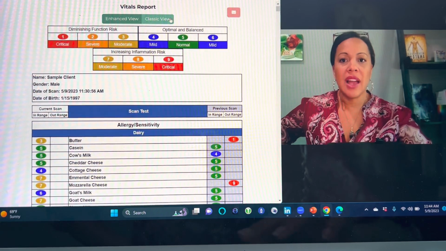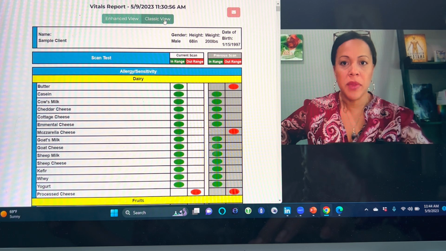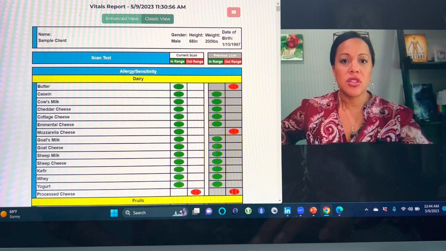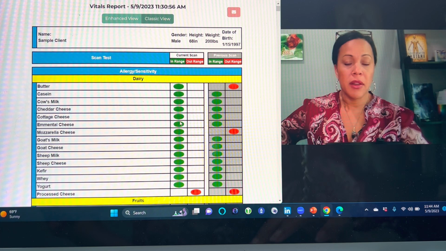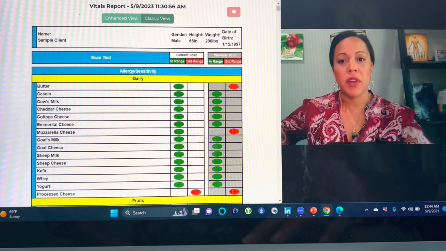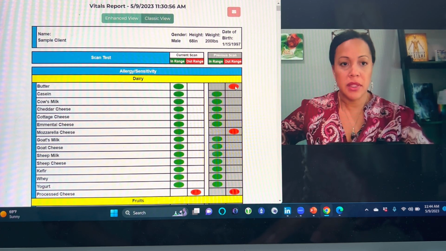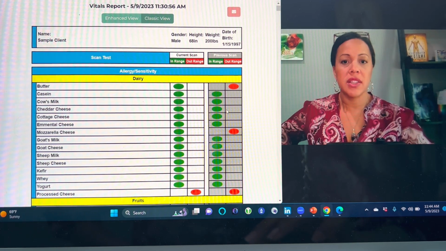And then the classic view, which is the one I'll go into even more detail, this is a simplified version. And this is very simple, where you're looking at the previous scan and then your current scan. Real simple. Green means that the frequency is optimized. Red means that the frequencies did not optimize. So what you want to do is compare the previous scan to the current scan.